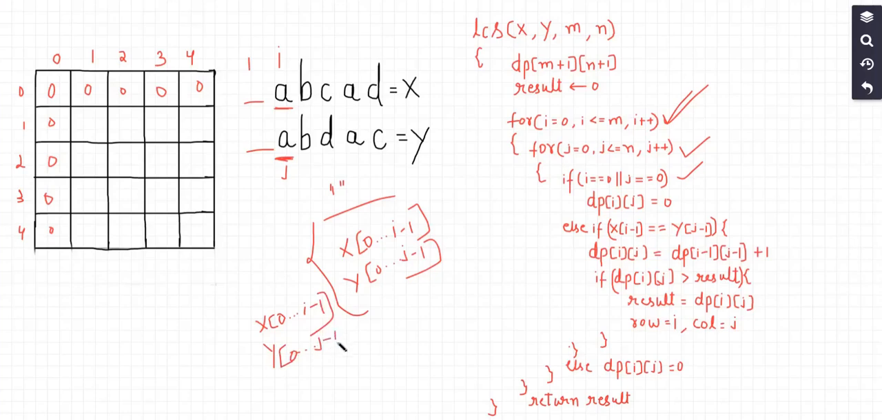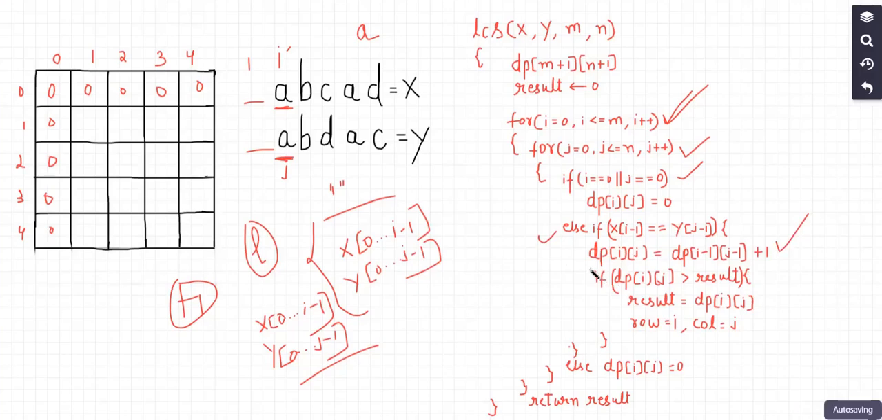Because let's say the LCS for the substrings x0 to i minus 1 and y0 to j minus 1 is L, and the character i and character j match, then the LCS will increment by 1, because now the longest common substring is ending at character i and character j. Now the last character of the LCS that we are preparing is A. So that's what this case is saying.